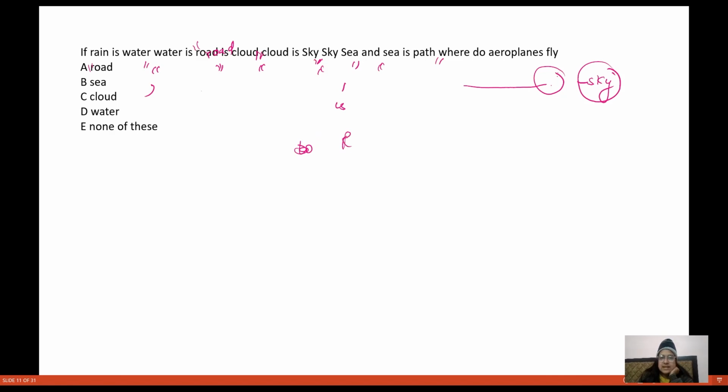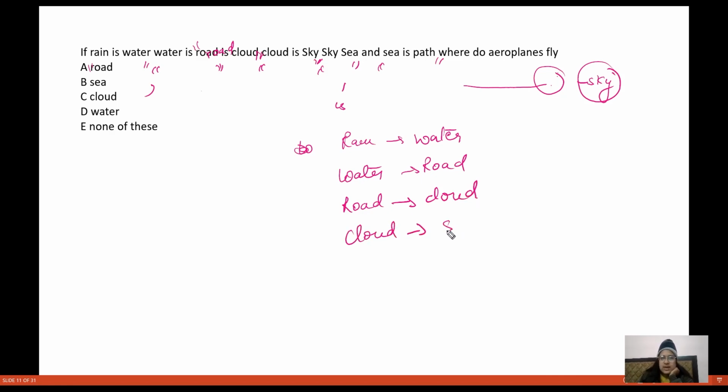So it is saying rain is water, fine. Water is road. Road is cloud. Cloud is sky, and sky is sea. And sea is path. Where do aeroplanes fly? Fine, so we have to find which one is the final one.